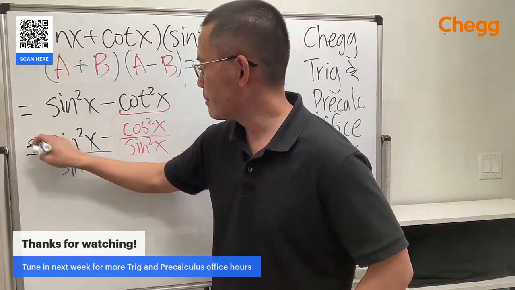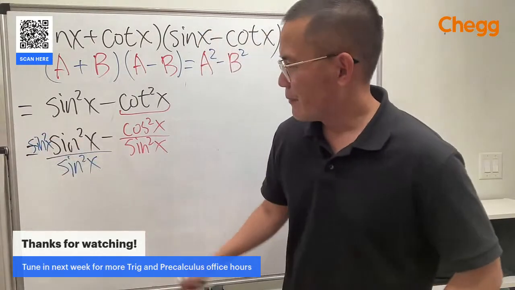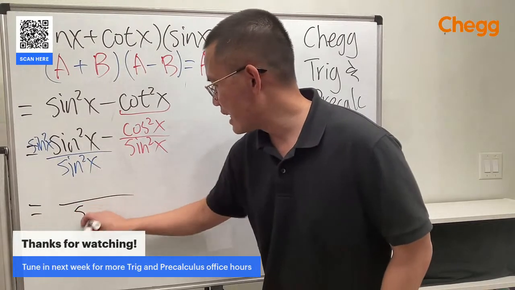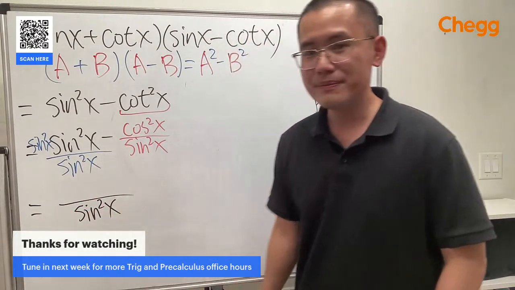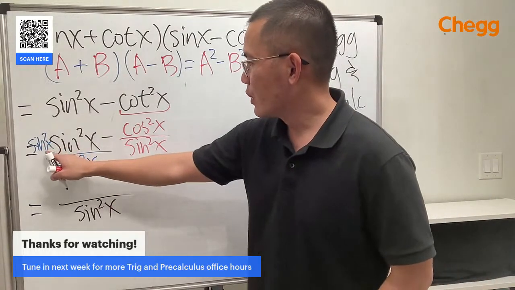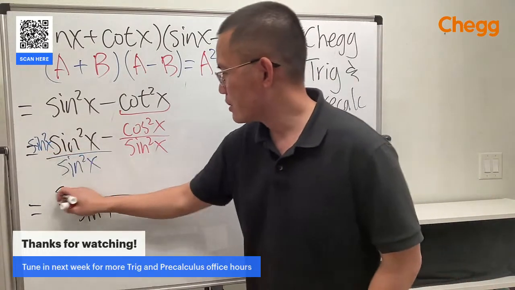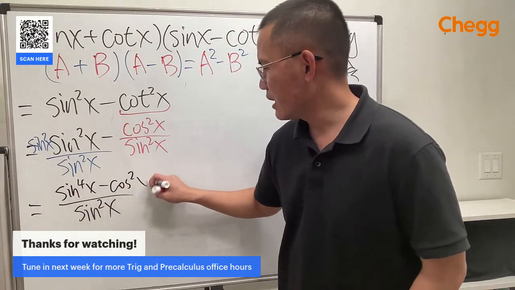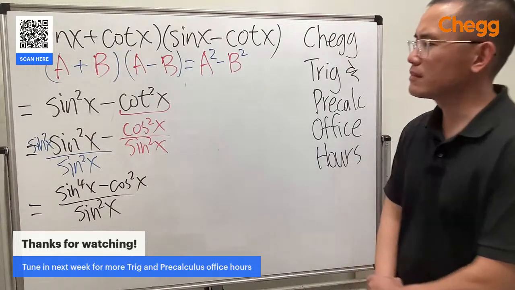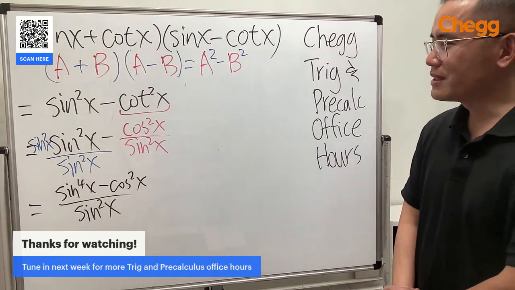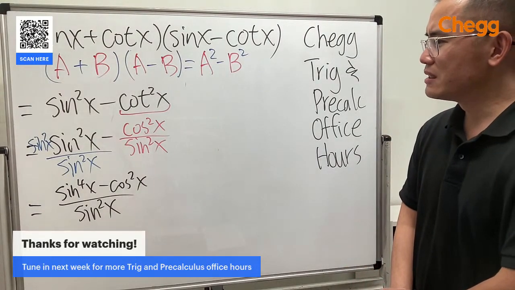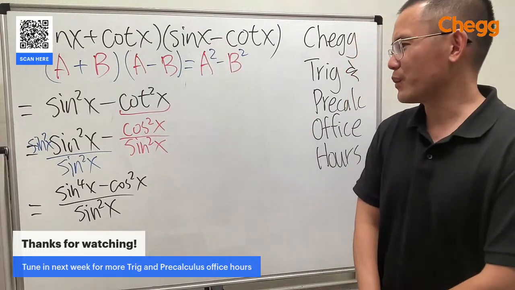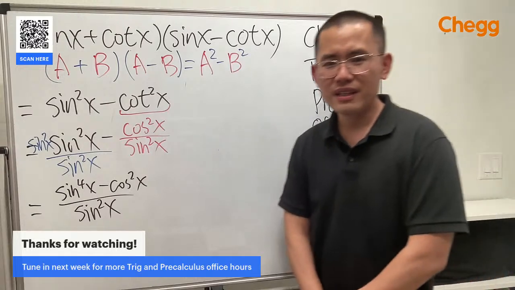So let's multiply the top and bottom by sine squared x. Together they will have sine squared x on the bottom, and on the top we have sine to the fourth power x minus cosine squared x. I wonder what else can we really do with this? Once we multiply it, we get this, and then what else can we do to really simplify it?